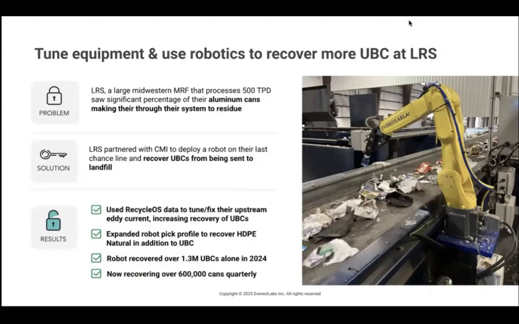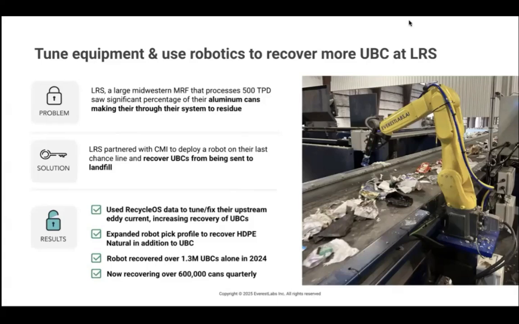So they had been observing that a lot of UBC, a lot of aluminum cans, were being sent to landfill, and they actually partnered with the Can Manufacturing Institute for a grant that they used to install one of our Everest Lab robots onto their last chance line. We put the robot directly across from their UBC bunker and used it to recover additional UBC from being sent to landfill.